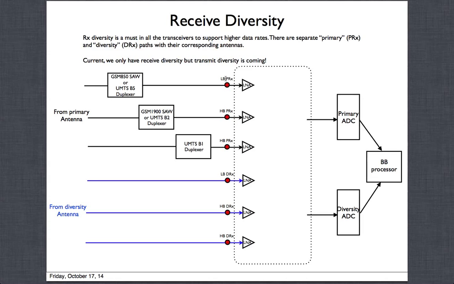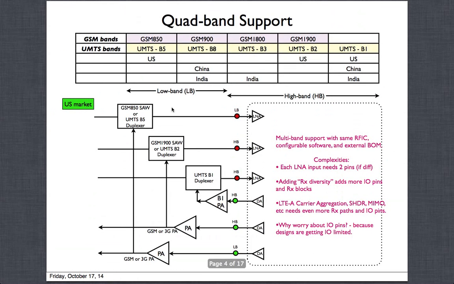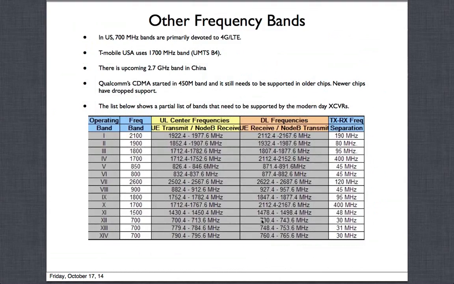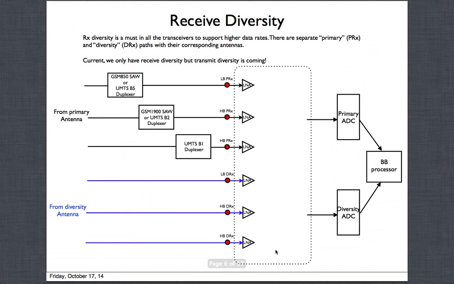So previously we had this low band primary RX path with either the SAW filter or the duplexer. This is the same as the previous examples. I'm taking this example and simply showing how we will add diversity. The TX path will also be there. I'm just not showing it because then the picture will become too crowded.